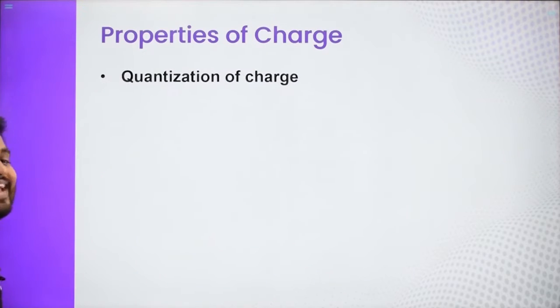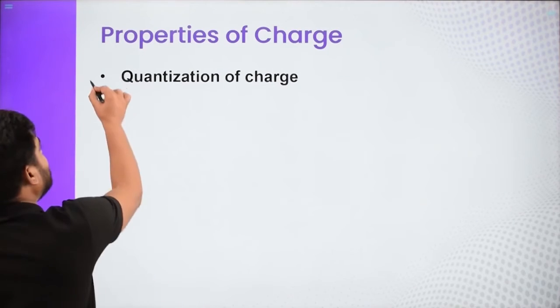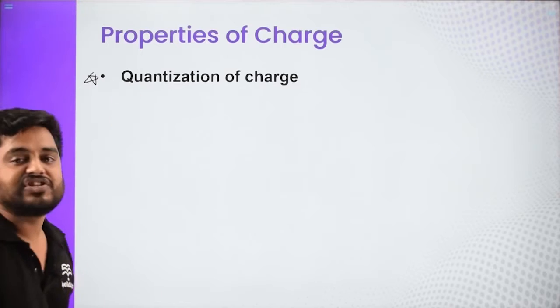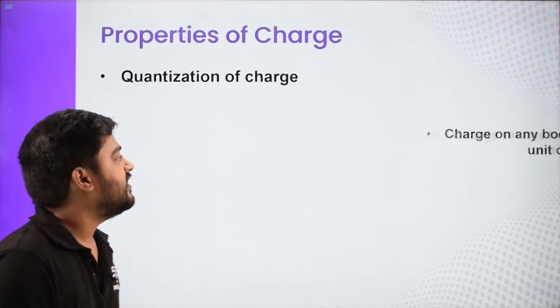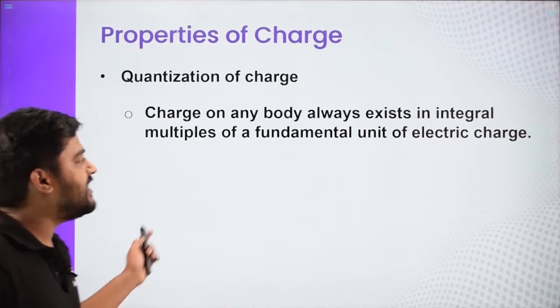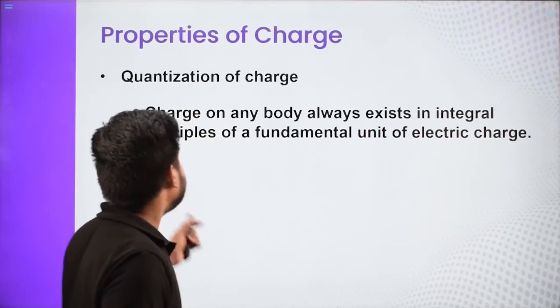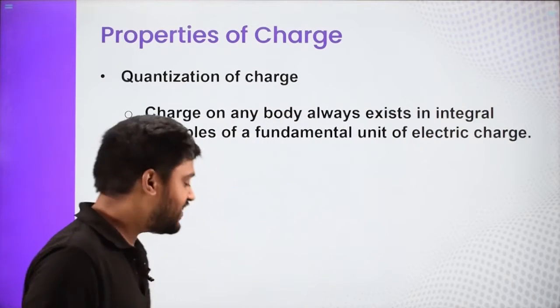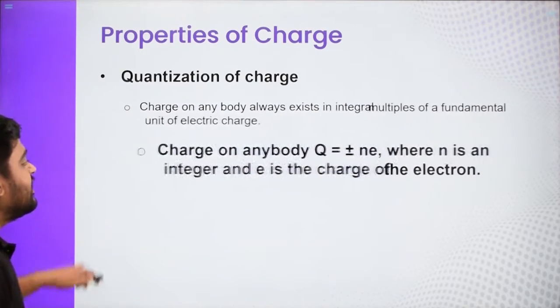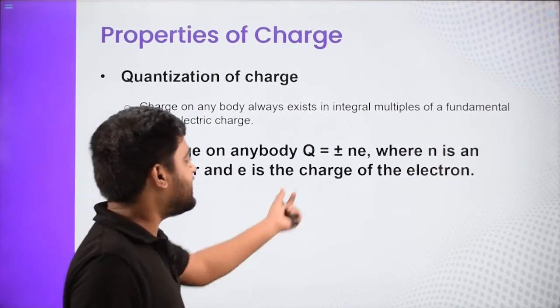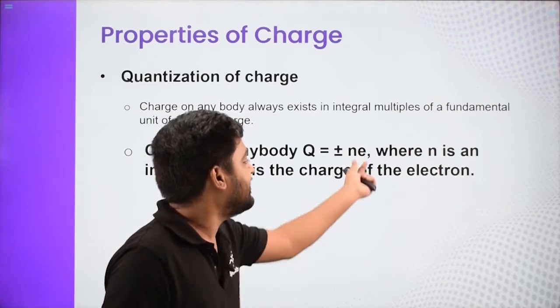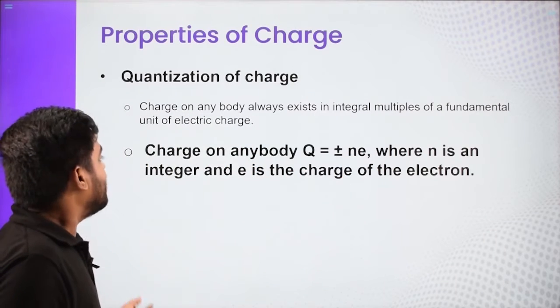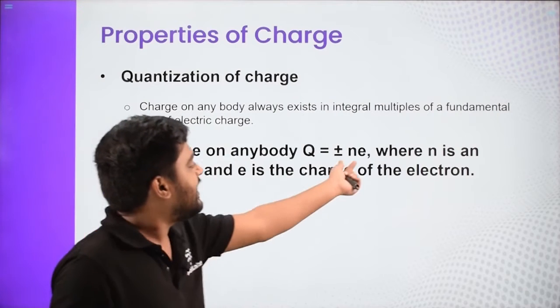If we talk about the next property, this is an important property, that is quantization of charge. So what does this mean? This means the charge on any body always exists in integral multiple of fundamental unit of electric charge. And what is that fundamental unit of electric charge? The charge on any body can be written as integer times E, and this E is the fundamental unit of electric charge, that is the elementary charge.